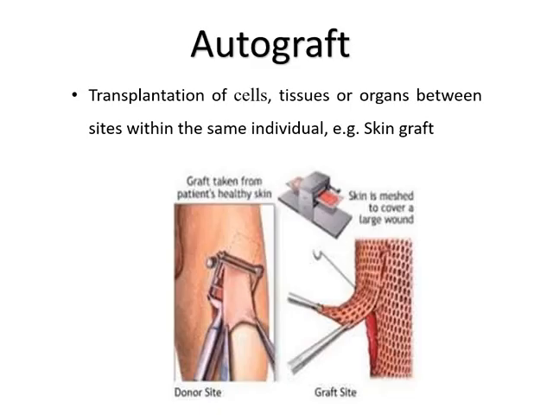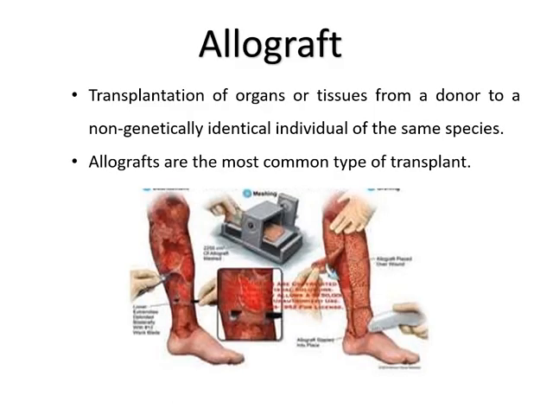Autograft is the transplantation of cells, tissue, or organ between sites within the same individual. For example, skin grafting, which is plastic surgery, where skin is taken from the same person but from a different part. Allograft is a transplantation of organs or tissue from a donor to a non-genetically identical individual of the same species. Allografts are the most common type of transplantation.